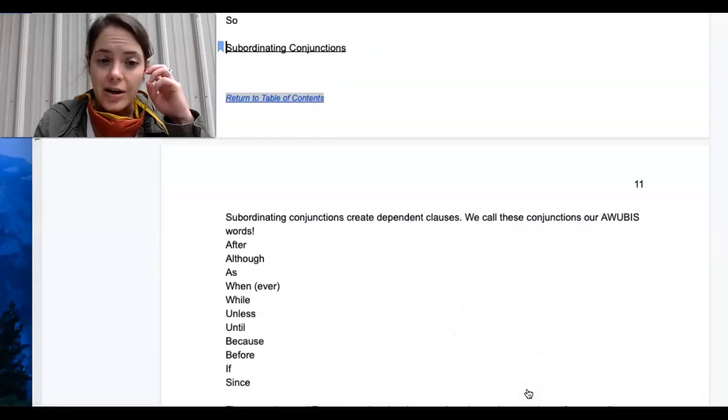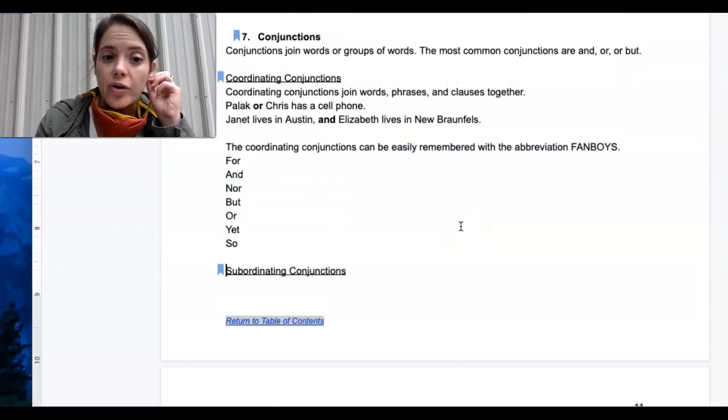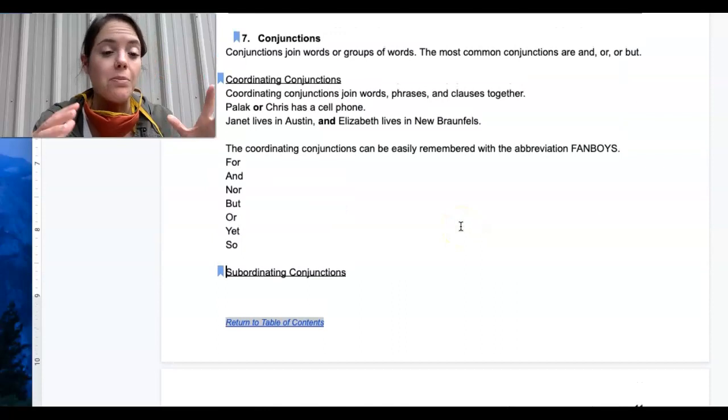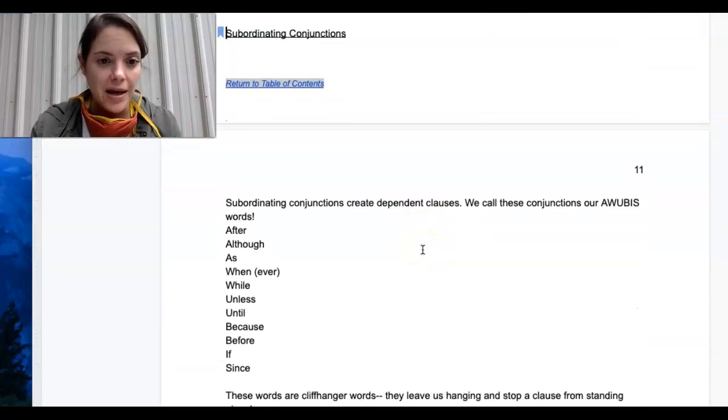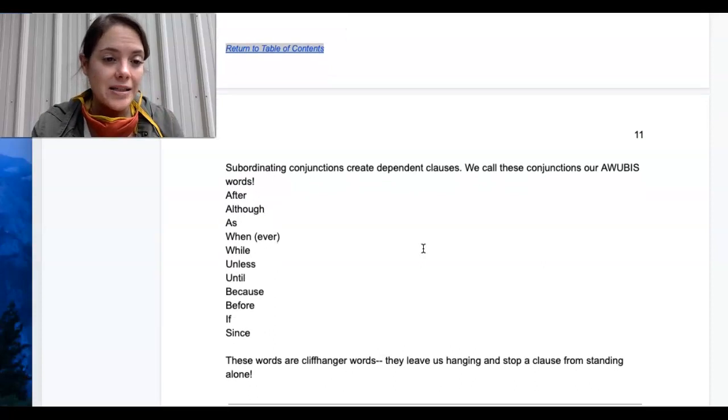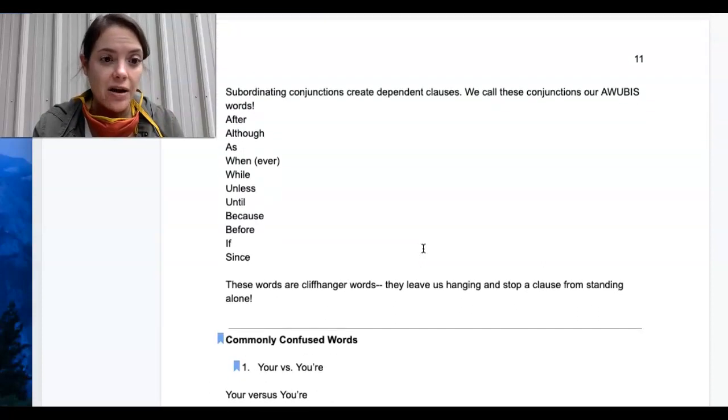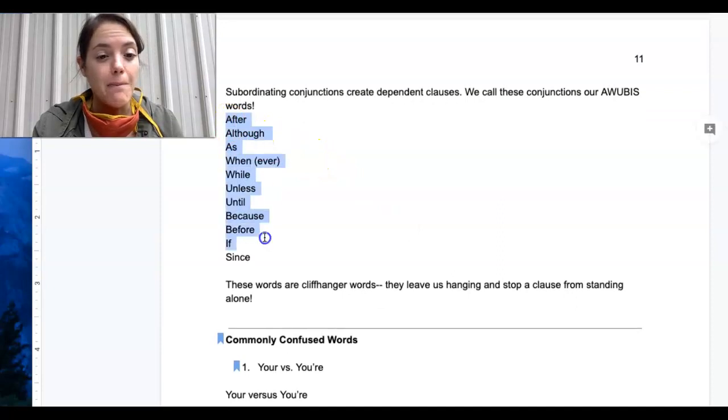Okay, so I'm going to look at those. We've previously learned about coordinating conjunctions, which are our fanboys, which join things together. Subordinating conjunctions make things subordinate, which means make things dependent, make them depend on something else. Okay, so I like to call these types of conjunctions our AWOOPUS words. Okay, because the most common subordinating conjunctions form the acronym AWOOPUS.